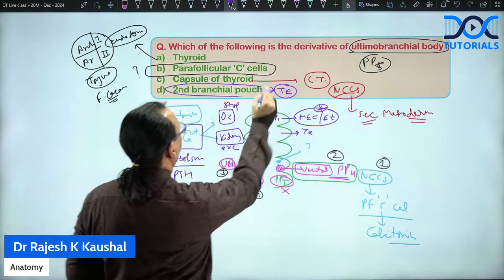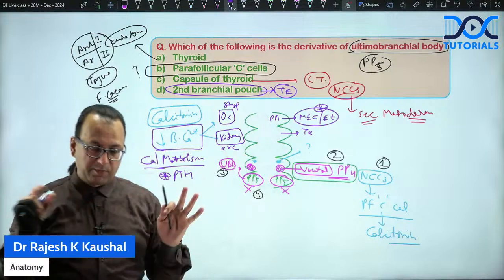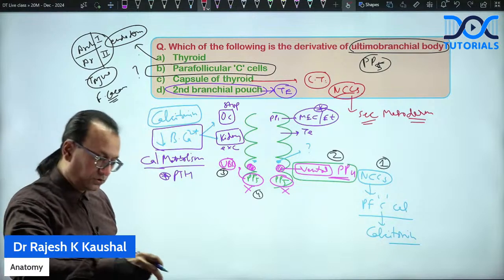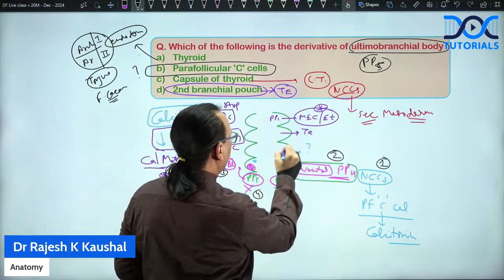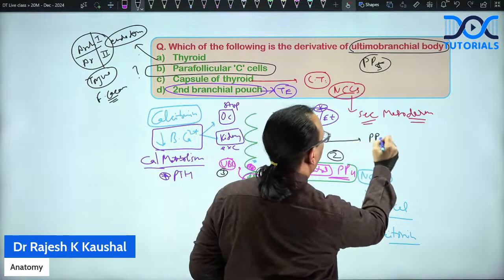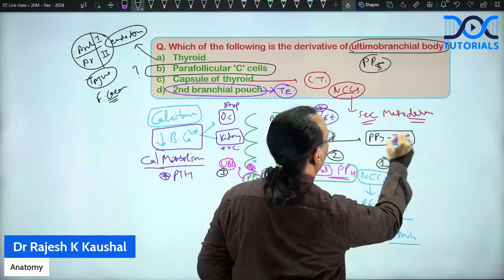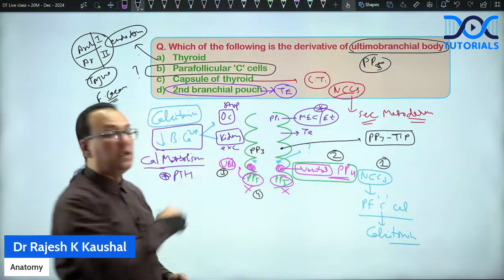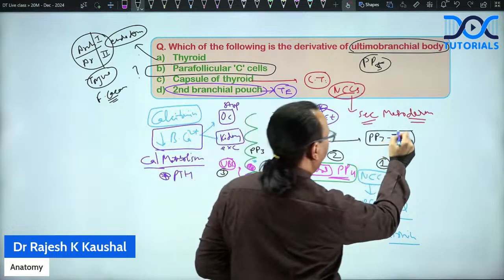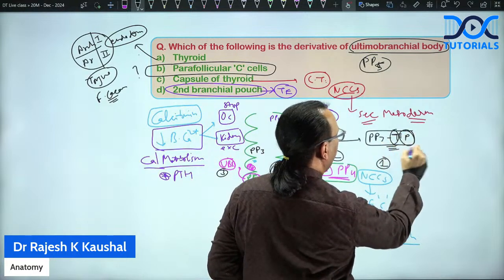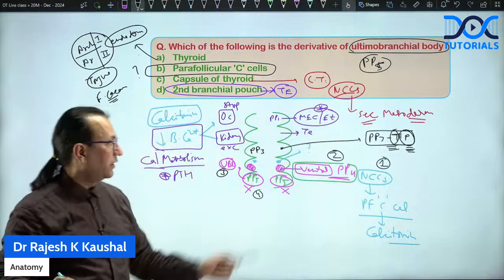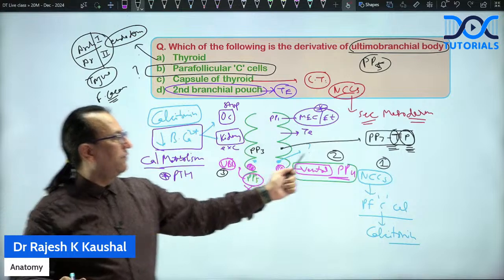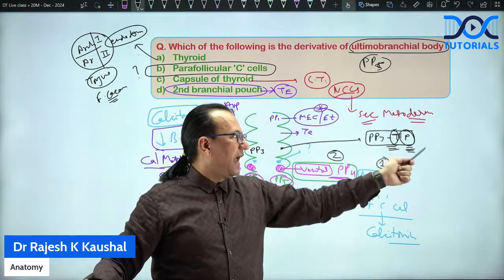And what about pouch number 3? Remember a mnemonic: the third pouch, PP3 tip. Now what is this PP3 tip? Pharyngeal pouch 3. T for thymus and I for inferior parathyroid. So pharyngeal pouch 3, PP3 tip, will give the thymus and inferior parathyroid.